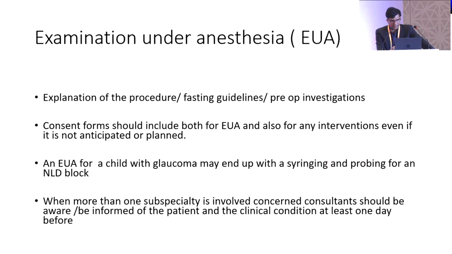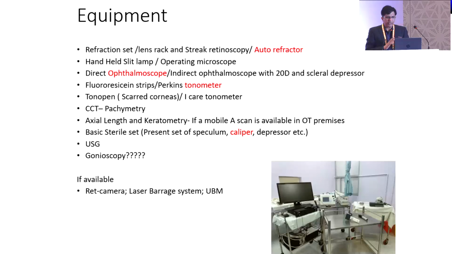Since pediatric glaucoma comes in a lot of forms, and it is sometimes difficult to say what is glaucoma and what is not, you need an examination under anesthesia. In that case you have to be very clear in telling the parents exactly what you are looking for and what you are going to do with the child during this examination. You have to take a proper consent. It could just be an NLD block that you are dealing with. That again has to be explained to the parents, that everything will be looked for in your child during this examination. And everything should be available in the OT.